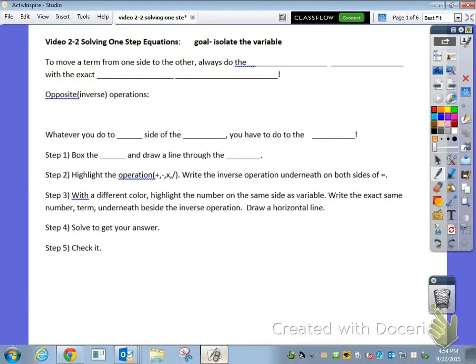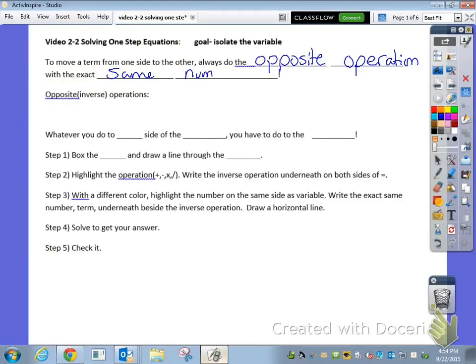Okay, to move one term from one side to the other, always do the opposite operation, okay, with the exact same number.